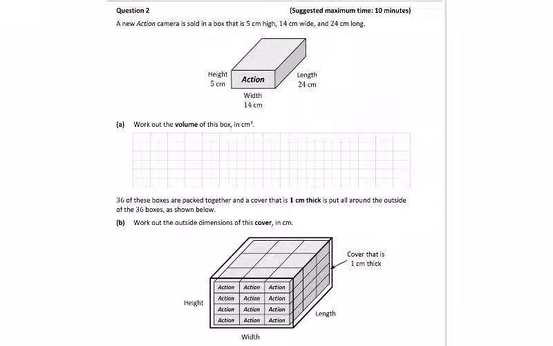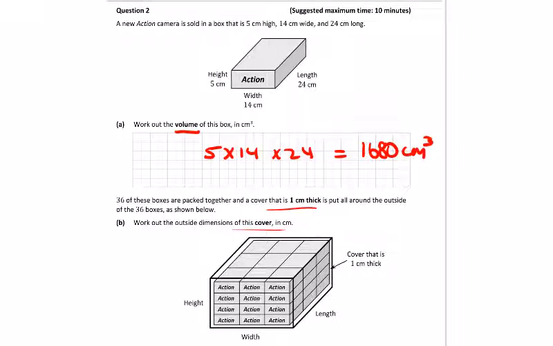And this one we're going back to the volume of a box. What's the volume of this box? 5 by 14 by 24. And that's going to be 1680 cm cubed for the volume of this box. 36 of them are placed in a packet that's covered in 1 centimeter thick. 36 are packed together, and a cover that's 1 centimeter thick is put around the outside of the 36 boxes as shown. Work out the dimensions of this cover in centimeters.